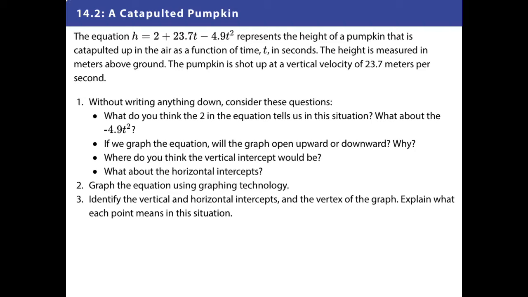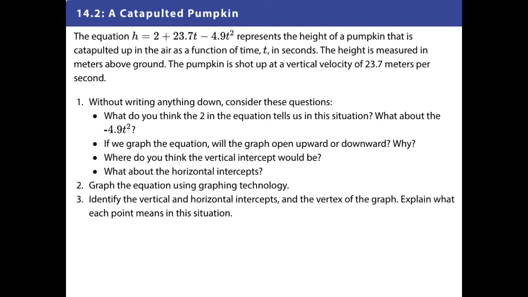What do you think the 2 in the equation tells us in the situation? And what about the negative 4.9t squared? If we graph the equation, will the graph open upward or downward? Where do you think the vertical intercept would be, and what about the horizontal intercepts?